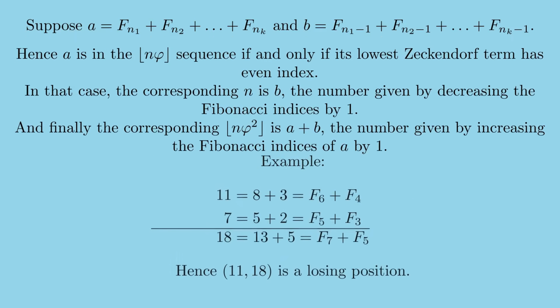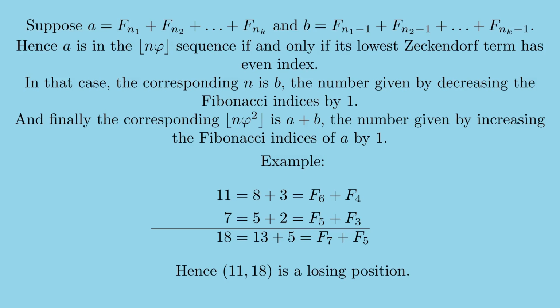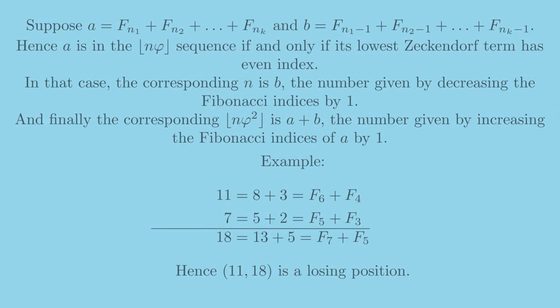So as an example, we note that 11 is 8 plus 3, whose smallest index is 4. Decreasing each index by 1 gives 5 plus 2 equals 7, which is the diagonal number, and increasing each index by 1 gives 13 plus 5 equals 18. And therefore, we've shown that 11, 18 is the losing position. In fact, the next one after the 9, 15 losing position we computed.